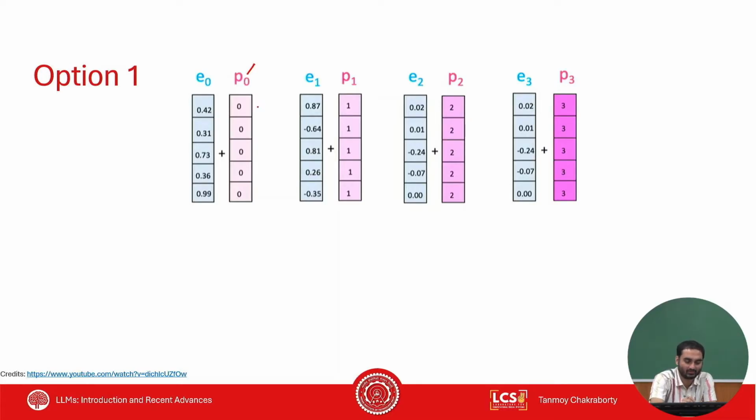For position 0, the position embedding can be all zeros in the vector. For position 1, all 1s. For 2, all 2s, and so on. For 3, all 3s, and so on. Right? This is not as simple as it looks. There are many problems. The first problem is that the size of the input varies. The size of a sentence varies.